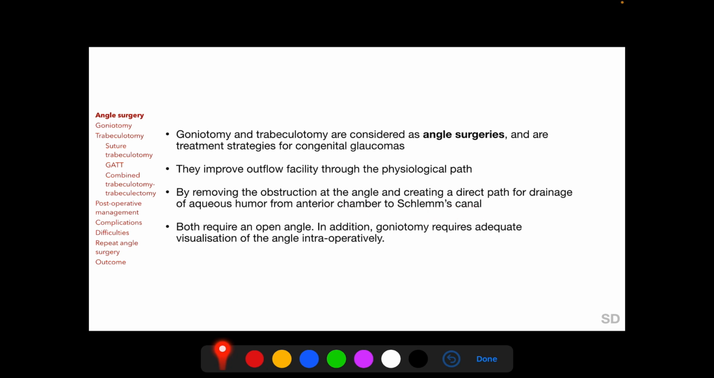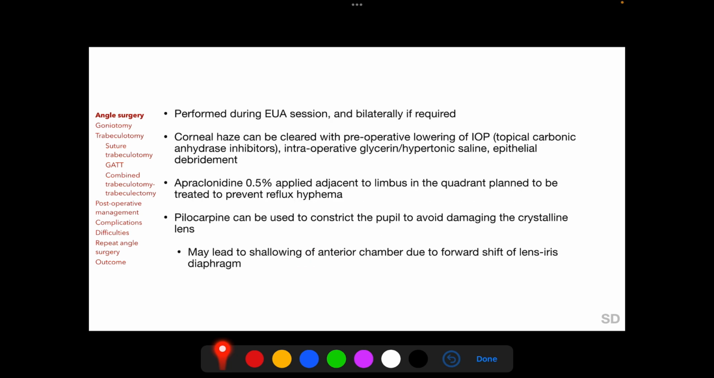This is in contrast to trabeculectomy and glaucoma drainage devices, in which the drainage path for aqueous humor is created from the anterior chamber to the subconjunctival space, bypassing the angle structures such as the trabecular meshwork and the Schlemm's canal. Both goniotomy and trabeculotomy require an open angle, and in addition, goniotomy requires adequate visualization of the angle intraoperatively. Angle surgery is usually performed during the examination under anesthesia session itself and is performed bilaterally if required.